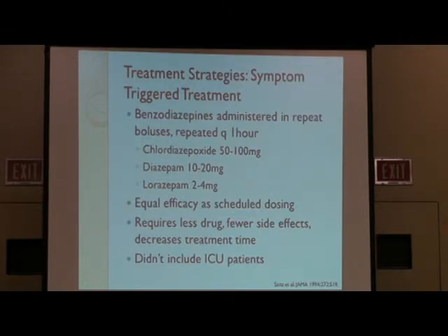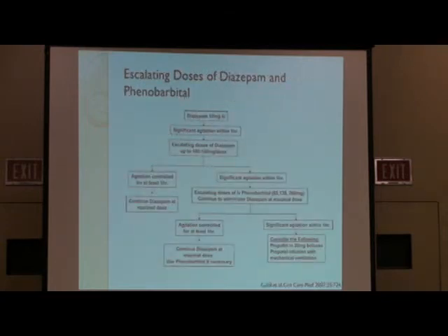What were the results of this study? Well, the results show that symptom-triggered treatment of alcohol withdrawal syndrome was actually better than trying to schedule a dosing regimen on patients and then perhaps doing something PRN on top of that. So very aggressive treatment based on the symptom manifestations that patients have. The outcome showed that patients who had symptom-triggered treatment required less drug, had fewer side effects, and had decreased treatment time. One caveat here is that it didn't include ICU patients.